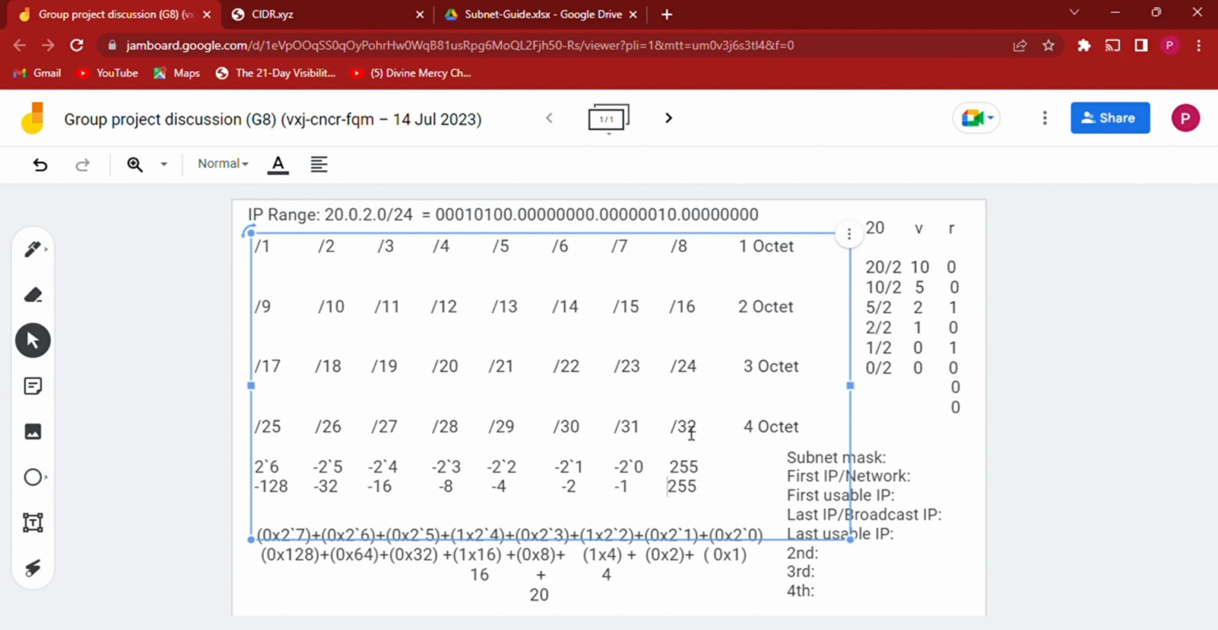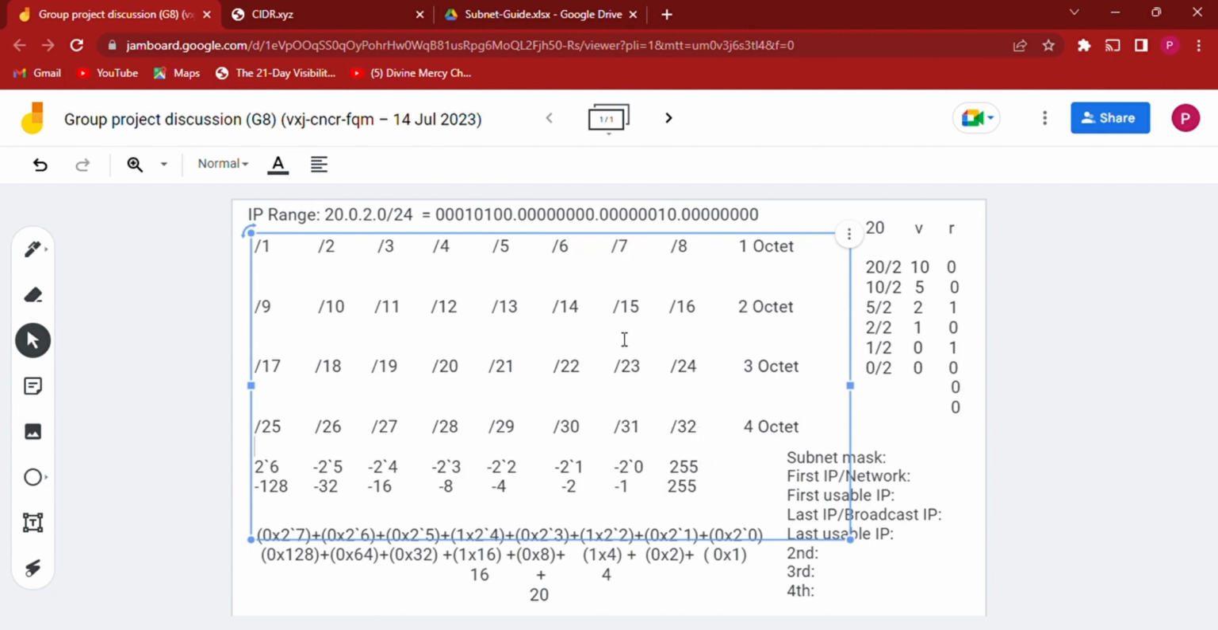So if the octet is full, that is if the octet is /8, /16, /24, /32, it means the subnet mask is going to have, if it's /8, it means the first octet is 255, and that is it. The rest are 0. So 255.0.0.0, because you are within just this octet. So you get 255, and then the rest are .0.0.0.